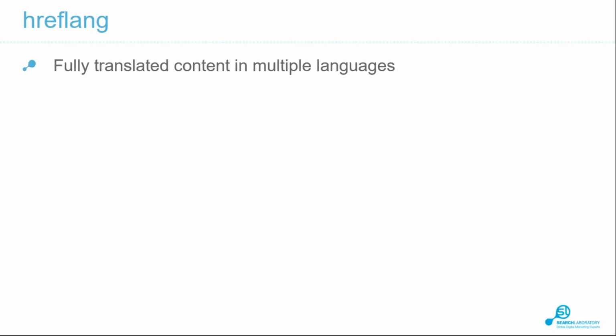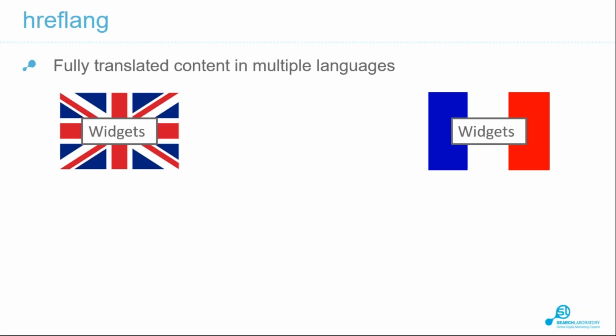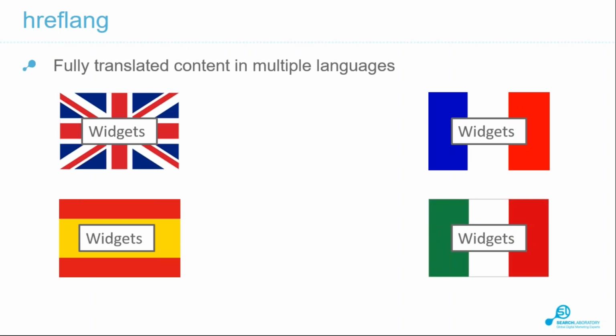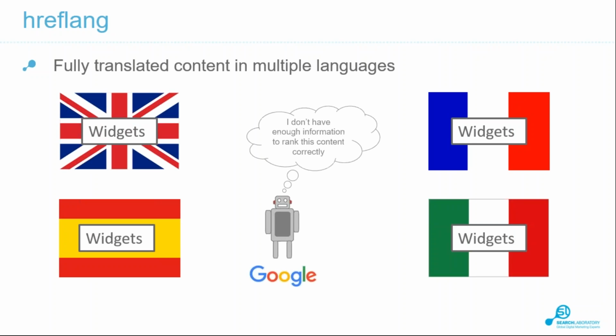Moving on to our second example where we have fully translated content in multiple languages. We've got our English version, our French version, our Italian version, and our Spanish version of our content. And we have Googlebot in the middle, not necessarily with enough information to rank this content correctly. Perhaps all this content sits on a generic .com website, so there's not enough of a location signal.